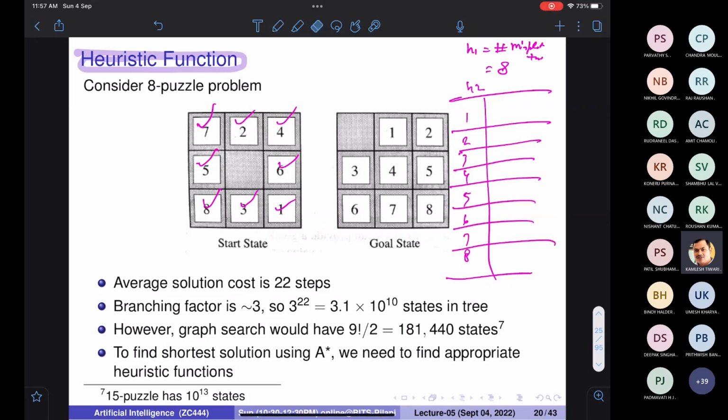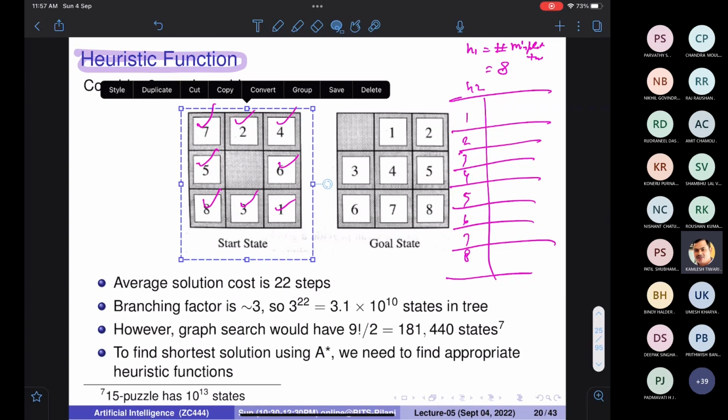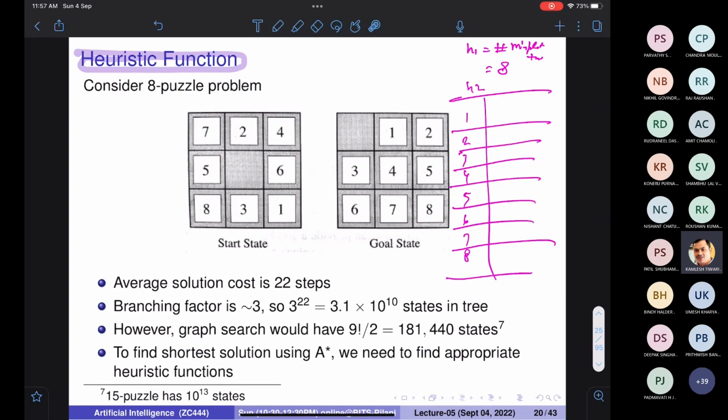Okay, so help me to find out. I'm bad at that. If 7 is here, 7 needs to be here, so 1, 2, 3. I need 3 moves. Am I right? Yes or no? 7 needs 3 moves. Similarly, for 2, how many moves? 2 needs to be here. It is here, so 1. So for the 2, it is 1.